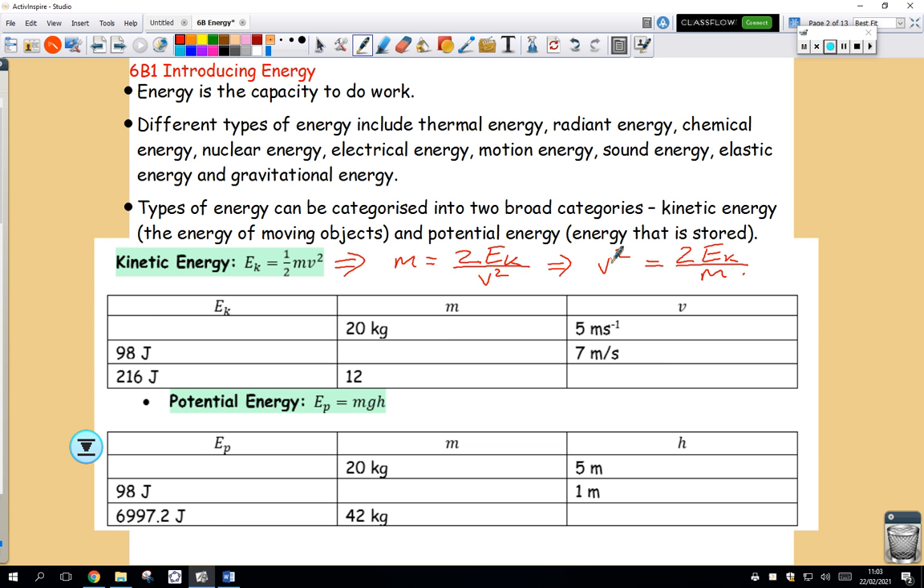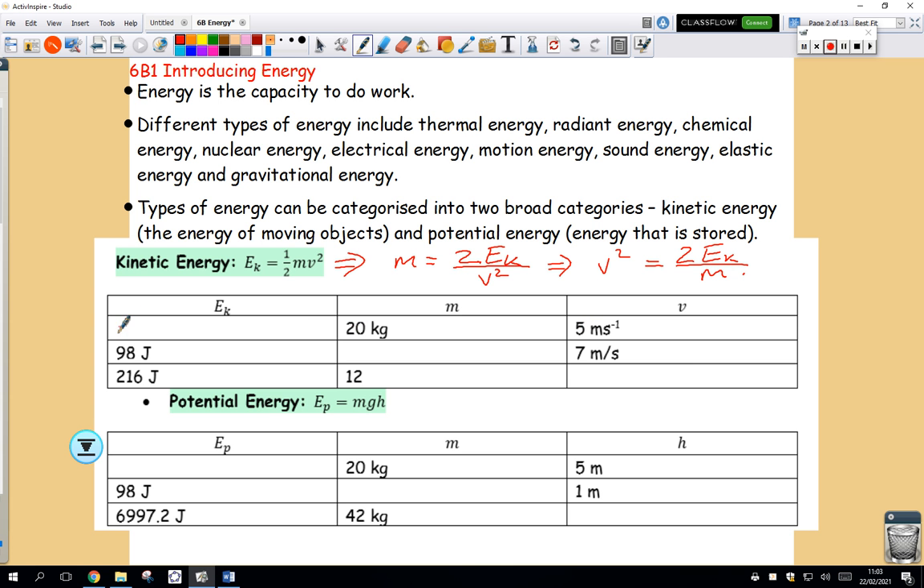Kinetic energy is always a half times the mass times the square of the velocity. So if I want to find the kinetic energy, I'm given the mass of 20 and a velocity of 5. Well, a half of the mass would be 10. The square of the velocity would be 25. And so I'd be getting a half of 20, 10, times 25.